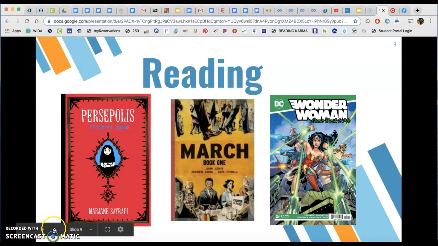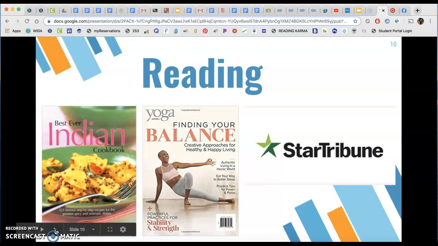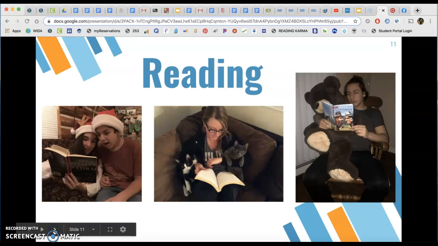Read something different. Graphic novels are incredibly popular, as are comic books. And Free Comic Book Day is coming up this May. So try to read something different with visual supports. You can also try reading my favorite, which is cookbooks. Try magazines. You can find magazines for just about any subject you're interested in. Or for current events, try a different newspaper.